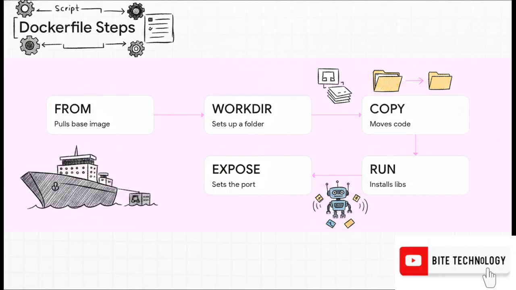Step 2. WORKDIR /app. This sets up a dedicated folder inside the container. Step 3. COPY package.json. Moves your dependency list into that folder. Step 4. RUN npm install. Actually installs your specific libraries. And finally, Step 5, EXPOSE 3000, tells the container exactly which port to use. With just those few simple lines, you've created a completely reproducible image of your specific app.